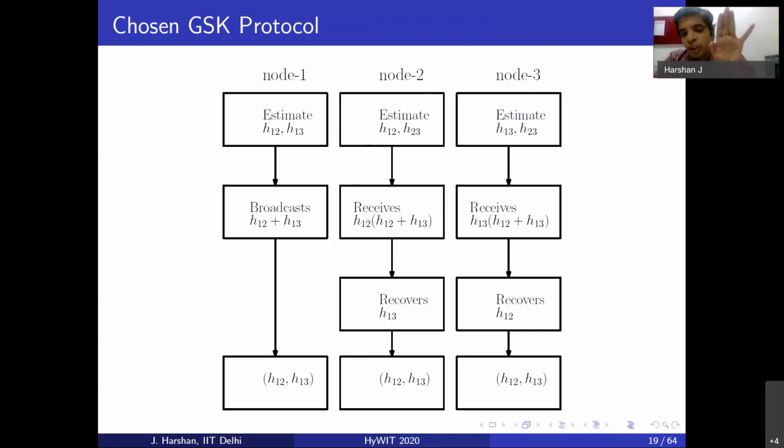Now, all is not well here because there are constraints. There are practical constraints. And what it means is, what are these H12 and H13? H12, H13 are the samples coming out of the ADC of the receiver, right?